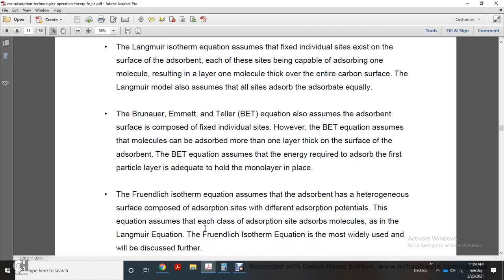The Freundlich isotherm equation assumes the adsorbent has a heterogeneous surface composed of adsorbent sites with different adsorption potentials. This equation assumes that each class of adsorbent site adsorbs the molecules as in the Langmuir equation. The Freundlich isotherm equation is the most widely used.